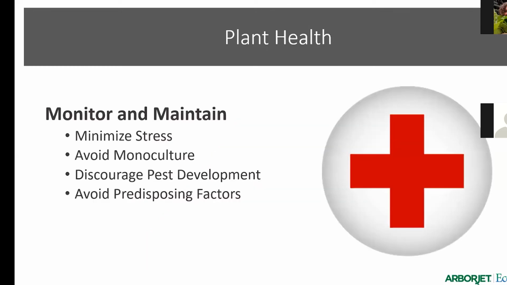So we want to minimize stress, avoid monocultures, don't plant the same thing over and over again. Even if you have your favorite tree, it has friends too. It wants other trees. It wants other shrubs around. So avoid monocultures, even if it is your favorite. Discourage that pest development and avoid predisposing factors.